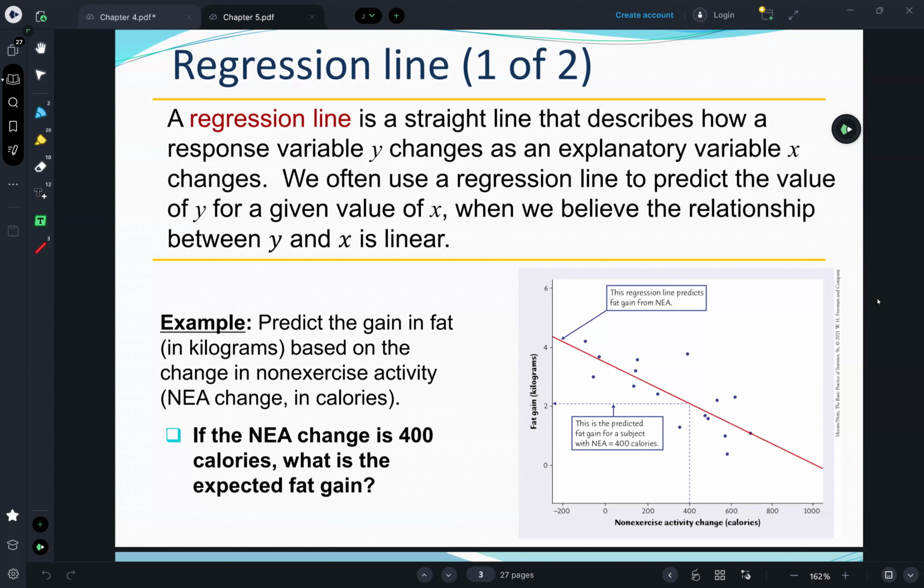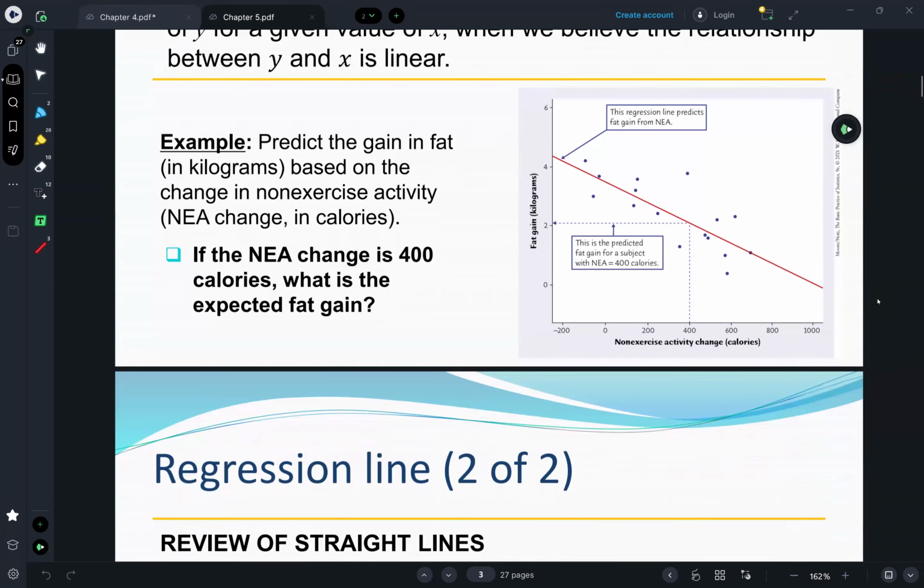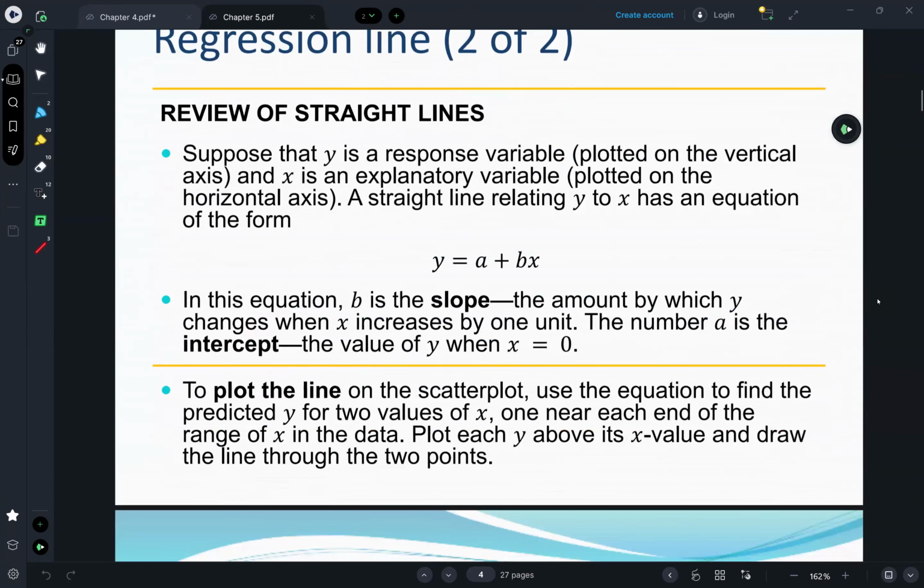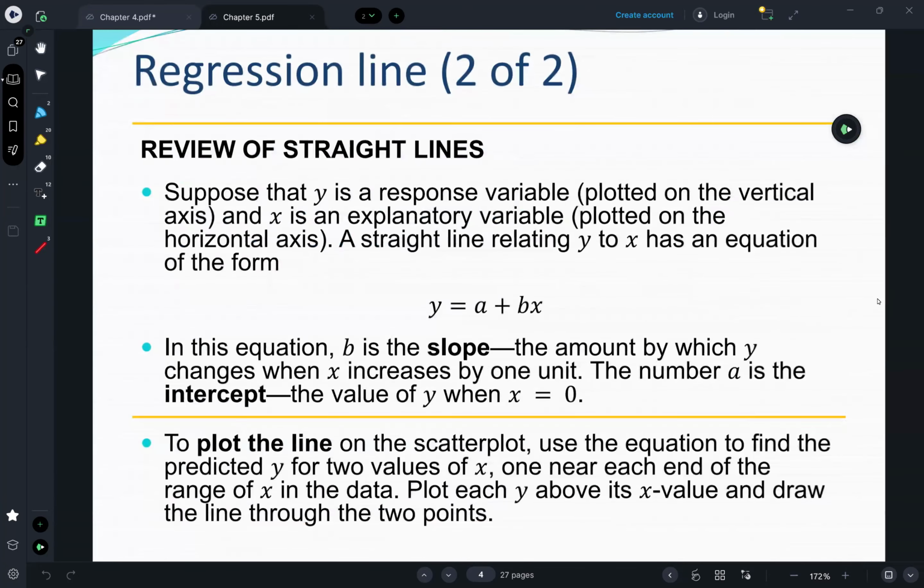Okay. So it's a straight line, and it describes how a response variable changes as an explanatory variable X changes. And we want it to predict values of Y using different values of X. And again, it's the linear relationship. So you probably remember this equation, y equals a plus bx. You might have seen it using different letters, y equals mx plus b, right? M was your slope, b was your intercept, right?